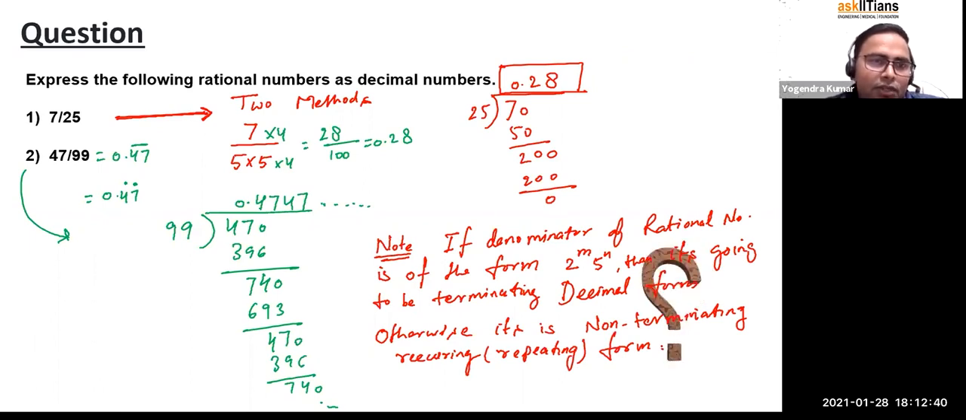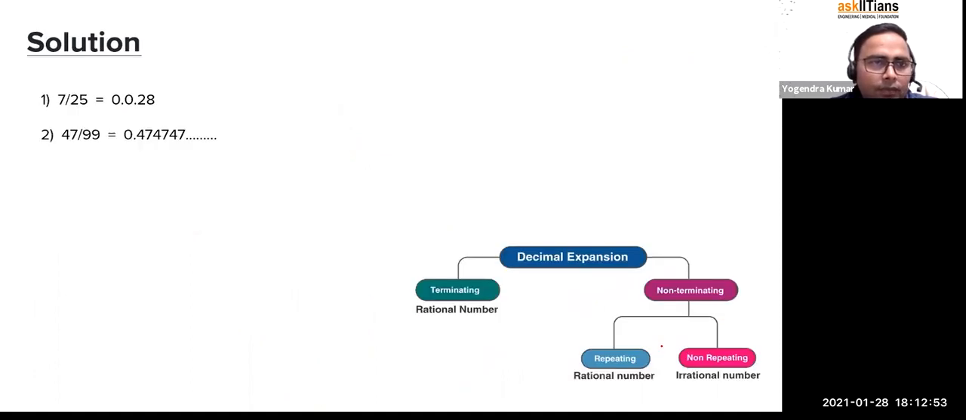This is a very important note you can write down. Without doing long division, we can identify whether it is terminating or non-terminating, right? So we only need to check the denominator of the number. So these are the answers. Okay, you can ignore this, right? I hope it makes sense.